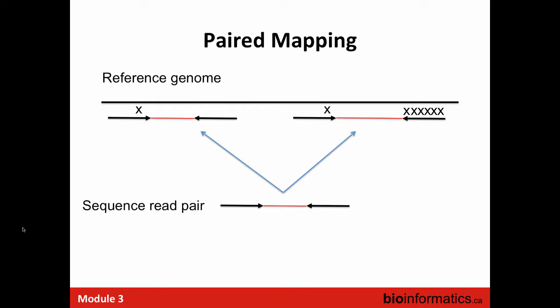So in this case, for the first alignment, the second half of the read pair mapped with no differences, whereas in the second alignment, the second half of the pair mapped with 6 differences. So we'd be much more confident that the true alignment is this first one, where cumulatively there was only 1 mismatch versus 7 mismatches for the other alignment.